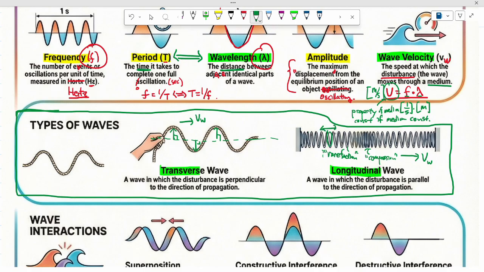And this is either parallel or anti-parallel to the propagation direction. So it's a longitudinal wave, a wave in which the disturbance is parallel or anti-parallel, 180 degrees, to the direction of propagation. Again, good terms to know. There are some additional examples of transverse and longitudinal waves in the textbook that you should take a look at.